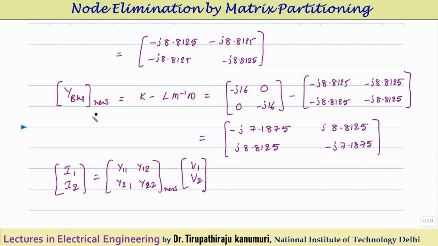So the new value of this matrix, the equation is completely changed, with node 3 and node 4 eliminated. Only I1, I2 will be equal to this Y bus new, which I can represent as Y11, Y12, Y21, Y22 new, multiplied by V1 and V2. So you can see here the remaining nodes are eliminated. In this way we can eliminate the nodes. I hope how to do the matrix partitioning, how to do the calculations, and how to eliminate some nodes in a particular matrix are clear to you.